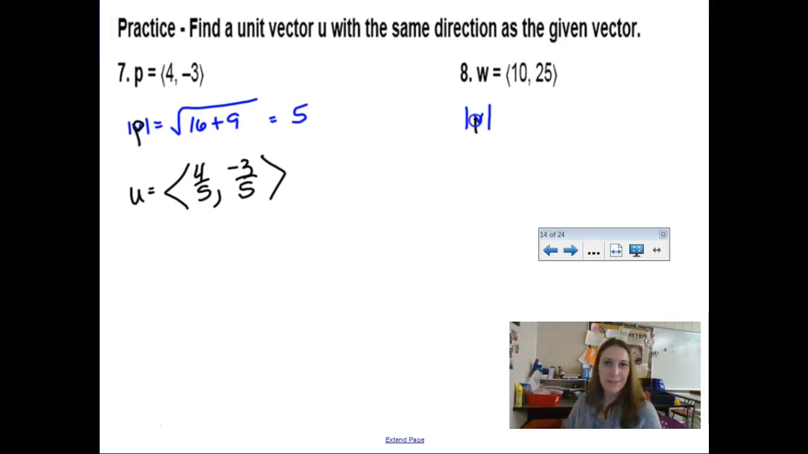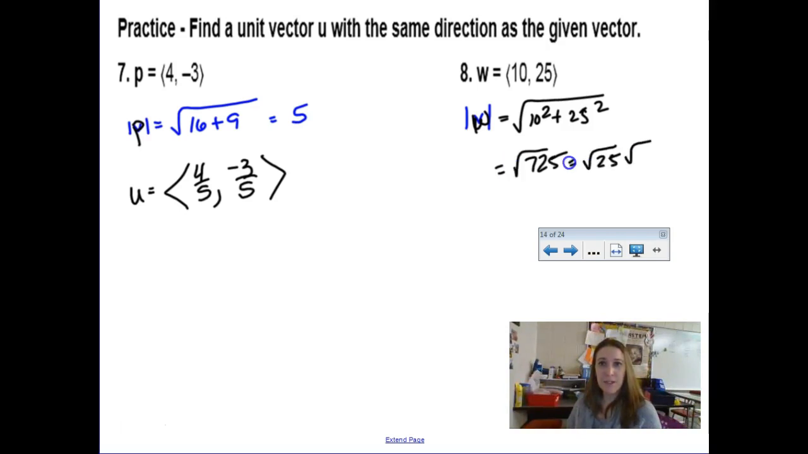I don't care about your notation as much, guys. Clearly I'm not using the right notation either. All right, square root of 10 squared plus 25 squared. This magnitude you want to leave in radical form and reduced. I think it comes out to 725 at first, and after I break that down, that's 25 times 29. So we're going to be using 5 square roots of 29, and this one's going to get kind of messy.